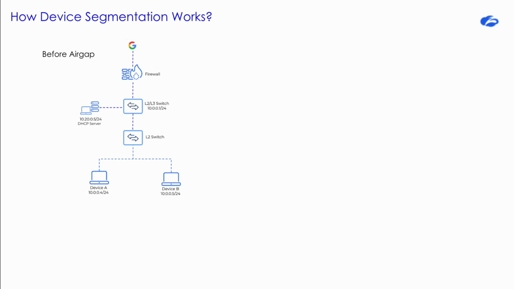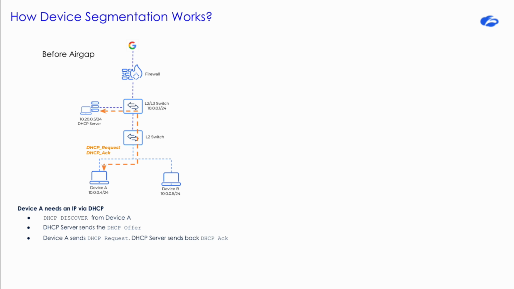Let's take a look how under the hood device segmentation works. Before air-gap, when a device sends a DHCP discover packet to a layer 2, layer 3 switch, it is forwarded to the DHCP server. DHCP server then sends a DHCP offer to L2, L3 switch, which is subsequently forwarded to the device. Device then sends a DHCP request to get an IP, and the server sends an ACK back with IP and other options.